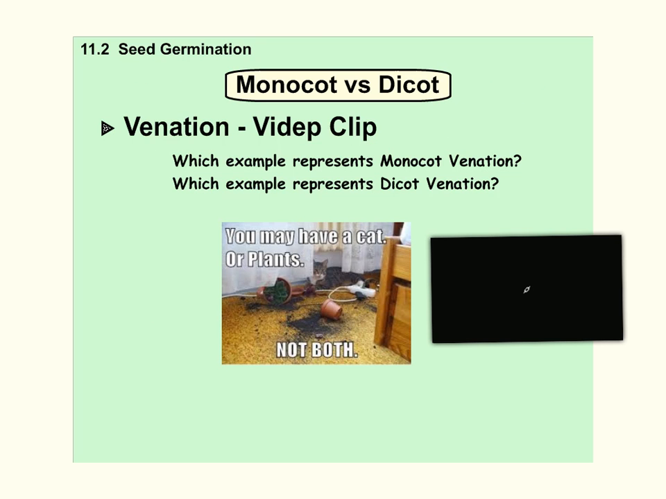Now that we have an understanding of what venation is and how it differentiates, I'm going to show you a little video clip. Now what I want you to look for is which example represents a monocot in its venation and which example represents a dicot in its venation.